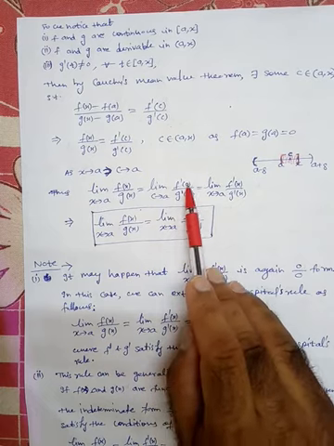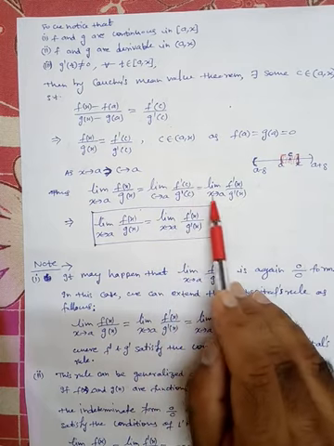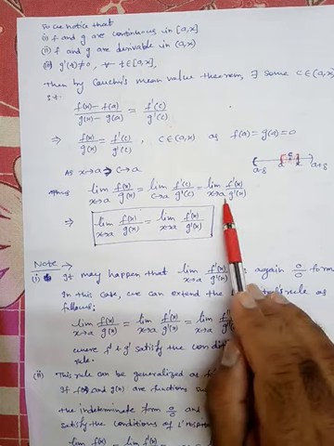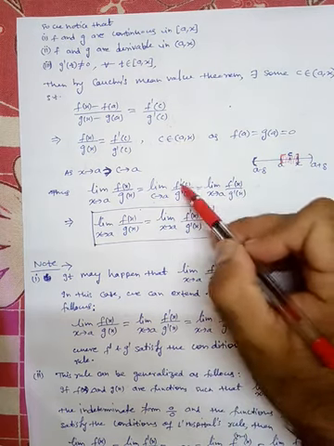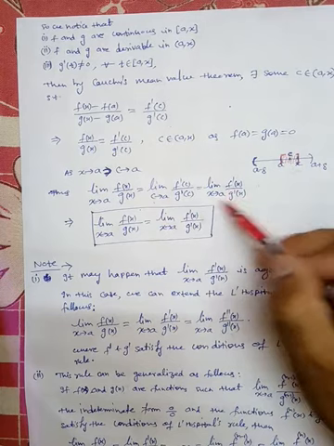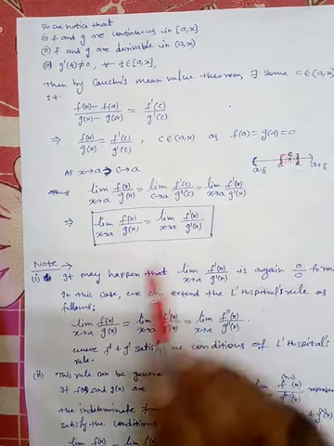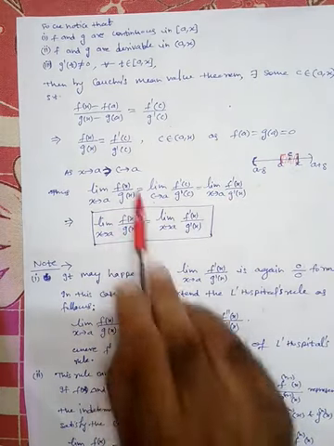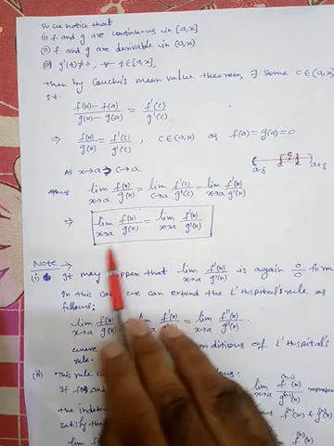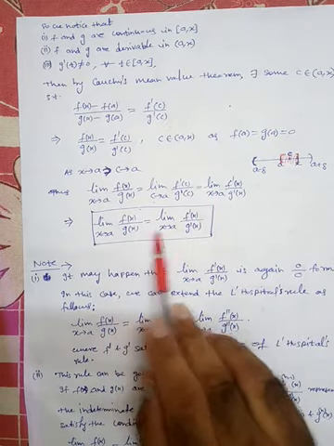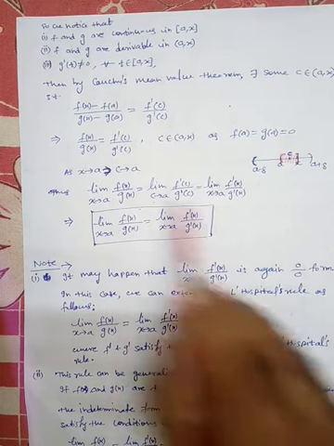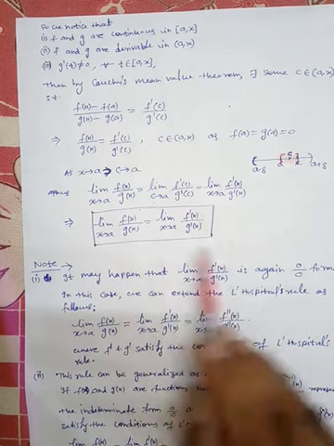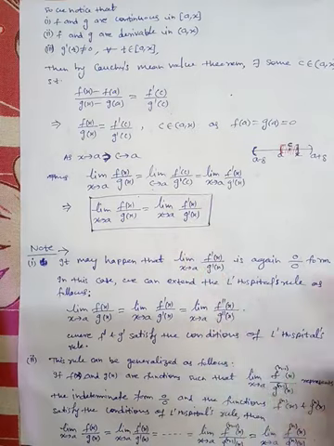Now you can replace this c by x. So limit x tending to a of f dash x divided by g dash x, just replacing c by x, any variable point. So now we can say that this limit is equal to this limit. So limit x tending to a of f of x divided by g of x is equal to limit x tending to a of f dash x divided by g dash x. So this is the proof of L'Hospital rule for 0 by 0 form.